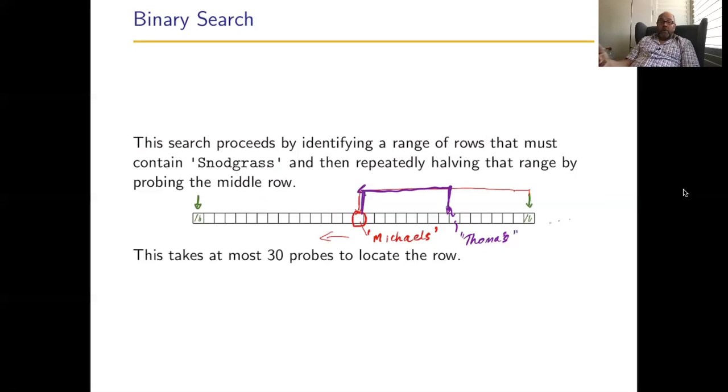So that means that by the time we've done 30 probes, the length of the range is only 1, and so we've either found Snodgrass or Snodgrass is not there. So instead of taking a billion probes, we're only going to take 30 to find this. That is the power of sorting.